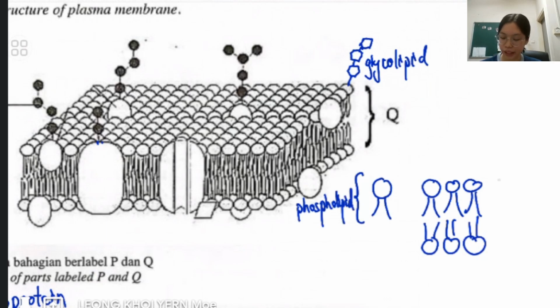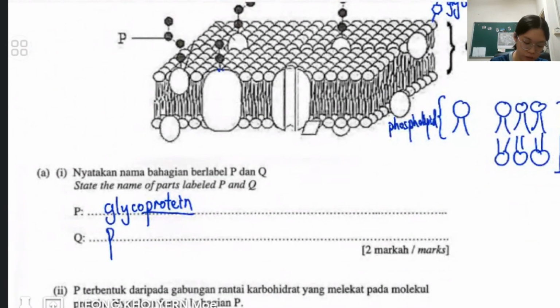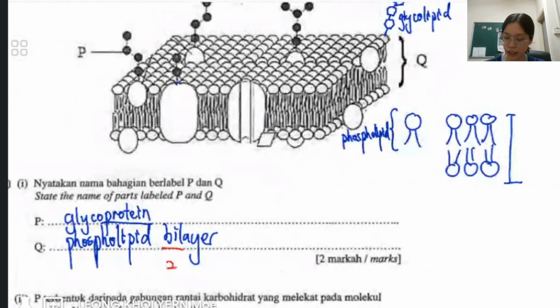Okay. But if they label this, not a pair, but two layers of it, it is actually a phospholipid. You have to add on something: phospholipid bilayer, because it has two layers. You must write the bilayer out. It means it contains two layers of phospholipid. This one is just one layer, so you can say phospholipid layer.